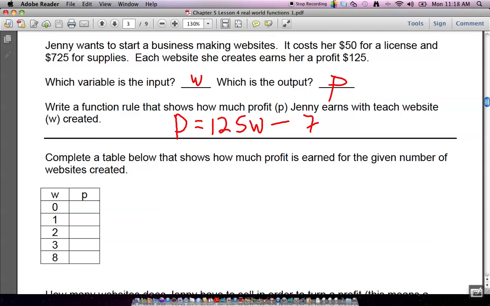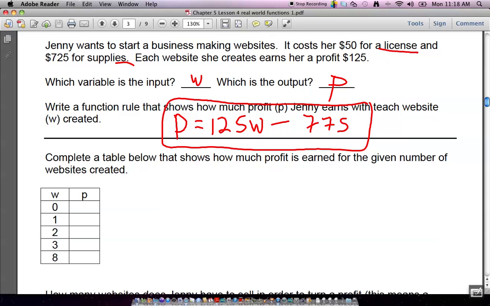775. Now Talia, how did you get 775 instead of 725? I added the 50 to 725. Right, she has to do two things. She has to get a license and supplies. So she has to add up the 725 and the 50 for 775. This, guys, is your function rule. The profit is 125 times the number of websites minus $775.